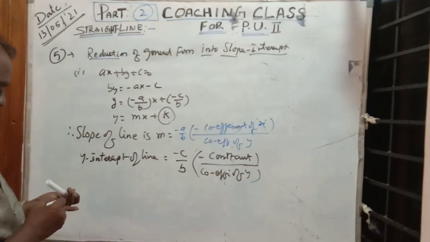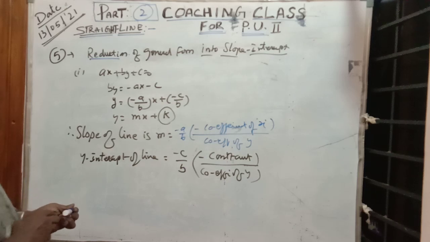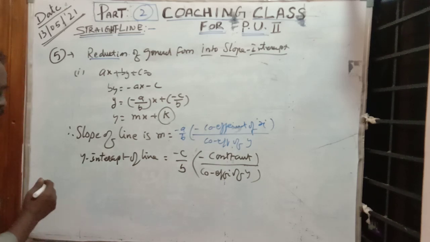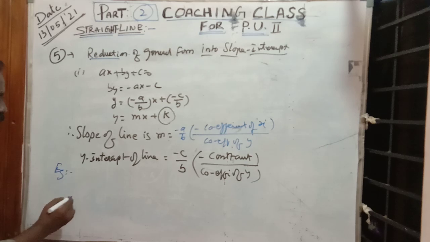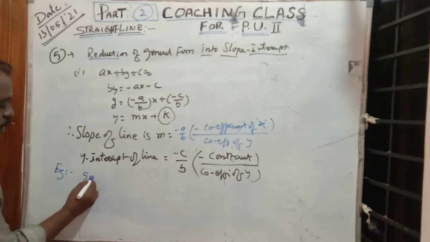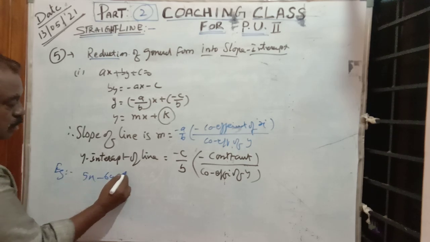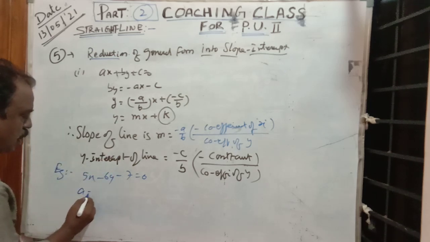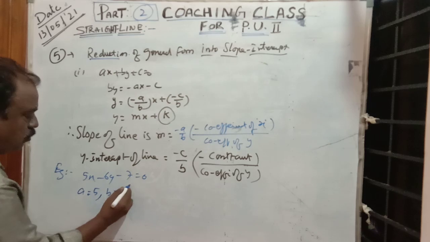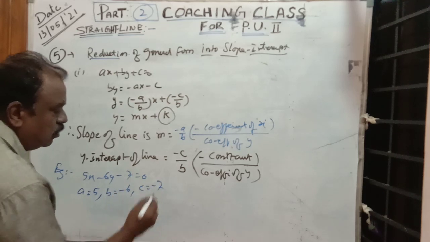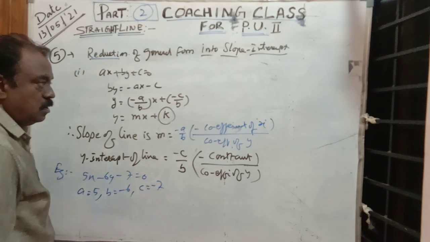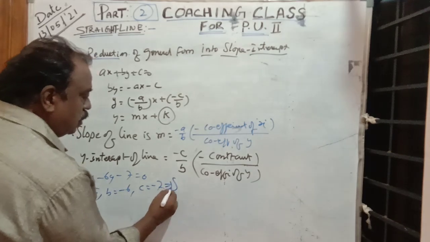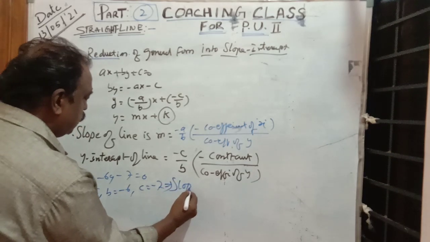For example, suppose 5x minus 6y minus 7 is equal to 0. It is a general form. It is a straight line, ax plus by plus c. Here a is equal to 5, b is equal to minus 6, c is equal to minus 7. Then what is the slope?